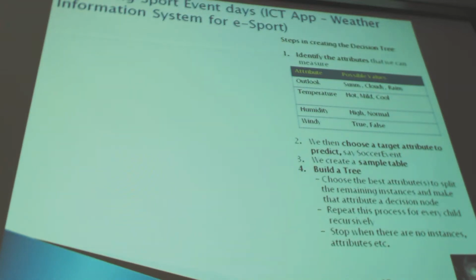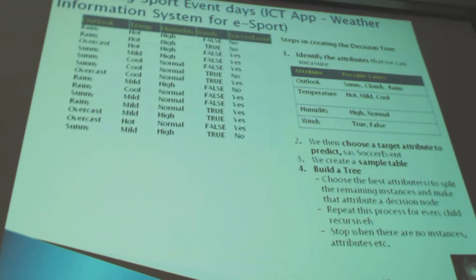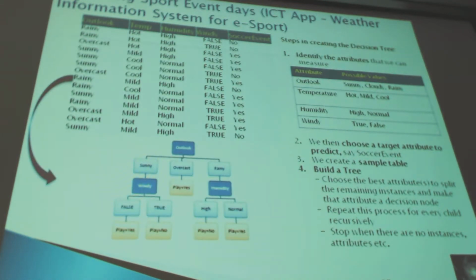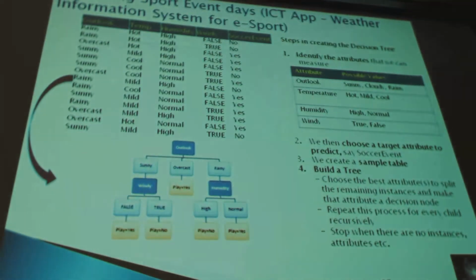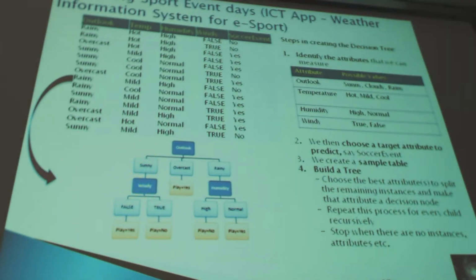And then we create a sample table out of that. So these are the various values. This acts like a training set for the tree to be built. Then we build a tree out of that training set. So we first choose the best attribute to split. To find the best attribute, there are some calculations to be done, like finding the entropy and information gain, which I will go through in the next slide.